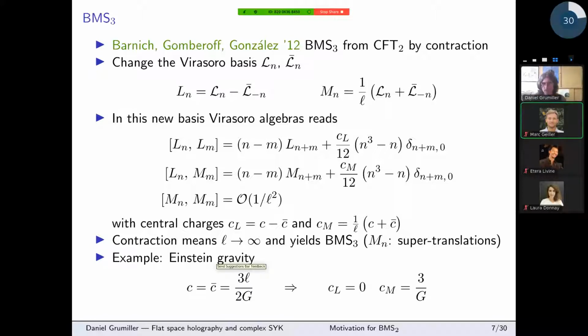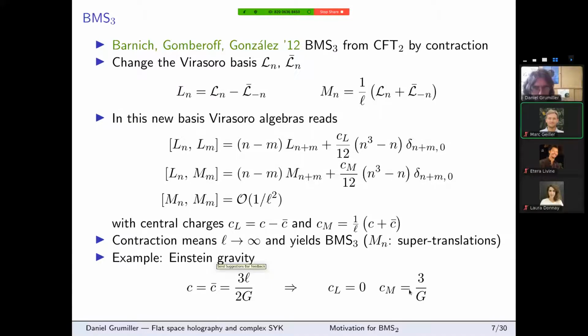Now, a concrete example is Einstein Gravity. In Einstein Gravity, in anti-de Sitter space, you find the Brown-Henneaux central charges, c equals c bar equals 3L over 2G, where G is Newton's constant. And when you insert this into these results for the contracted central charges, you find that after the Wigner contraction, there's no Virasoro central charge, but there is a mixed central term in this BMS algebra.